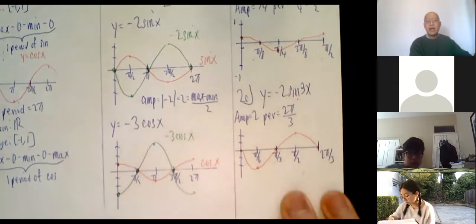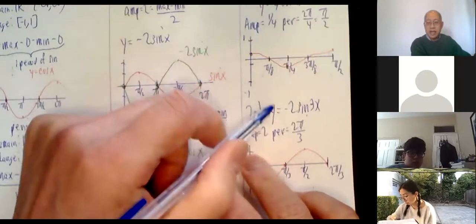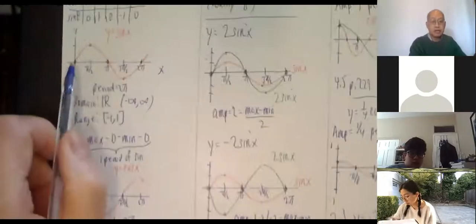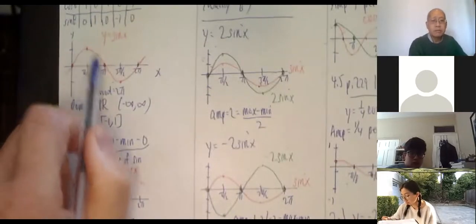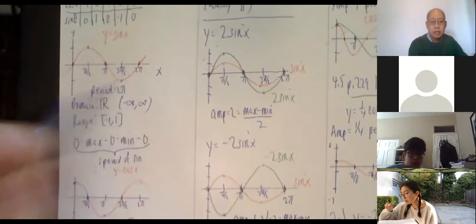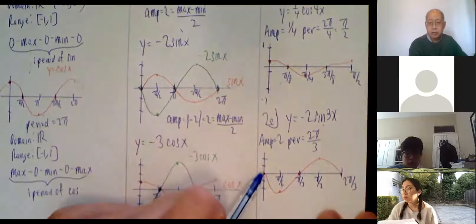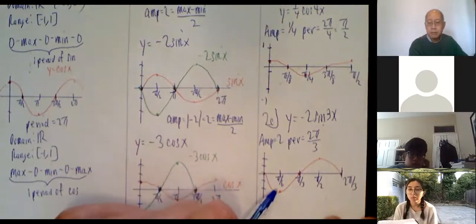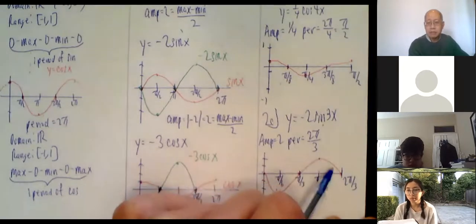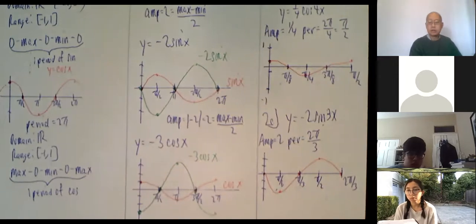So there we go. And from what we said, the regular sine function goes 0, maximum, 0, minimum, 0. But because of the negative, it starts down. So 0, minimum, which is -2 because of the amplitude, 0, maximum, and then back to 0.